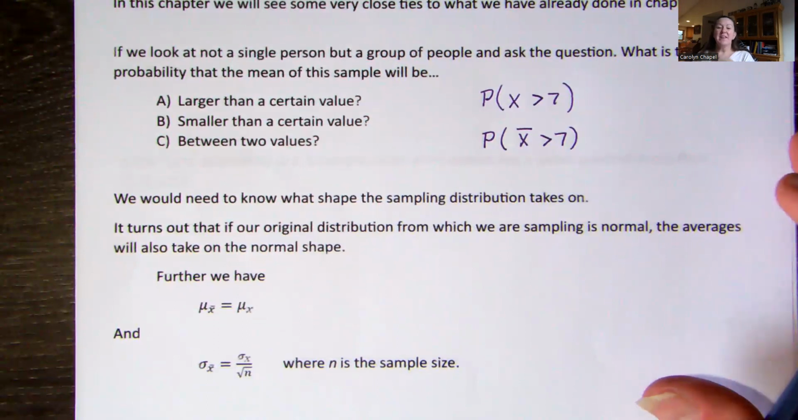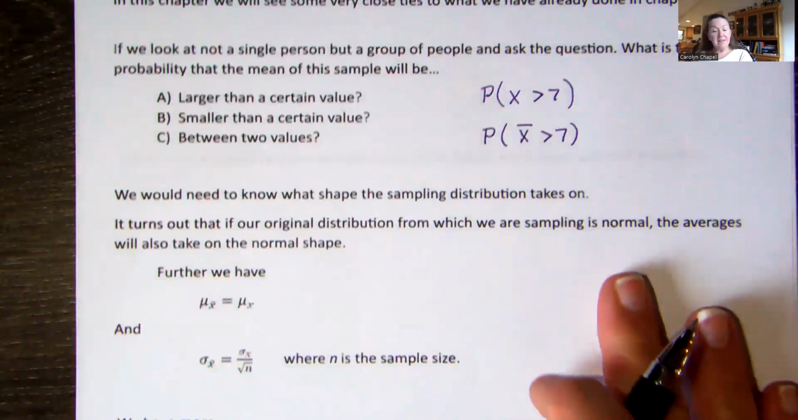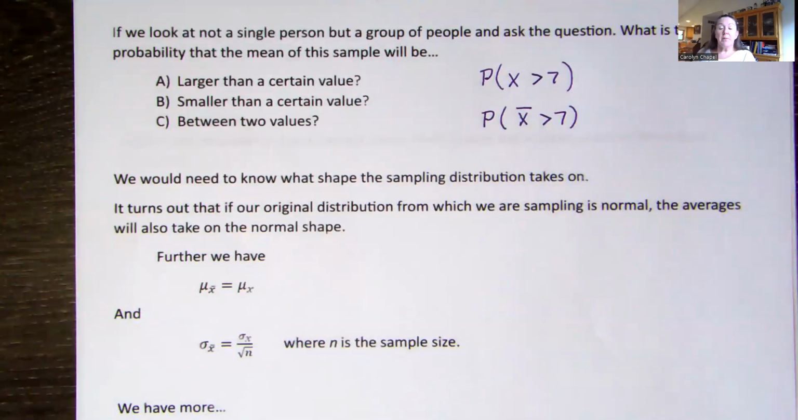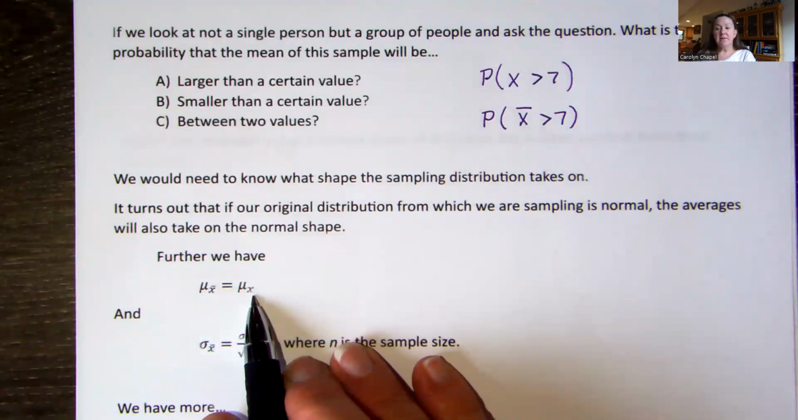But it does turn out that if our original data that we're sampling from is originally normal or somewhat normal or approximately normal, the samples, so these X bars that we start looking at, will also be normal. So that's great. We still have our normal curve, but we even have more. We have that the mean of our X bars is going to be the same as the mean of the original distribution, which should make sense.